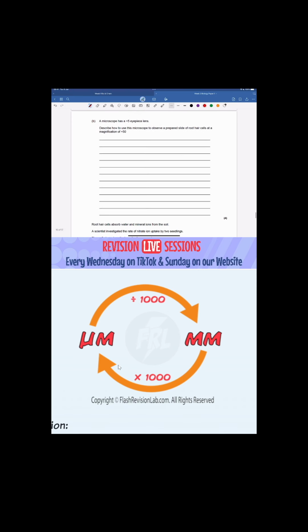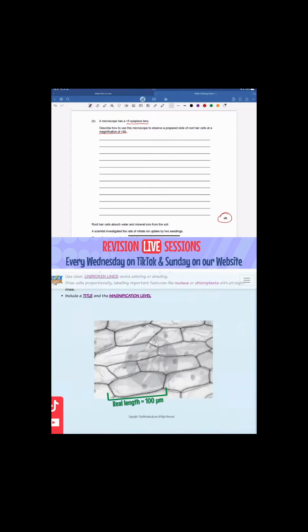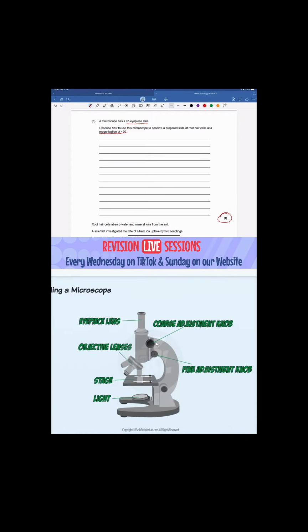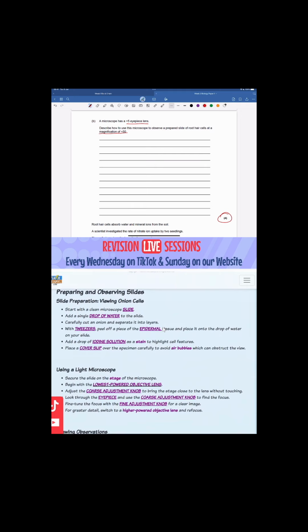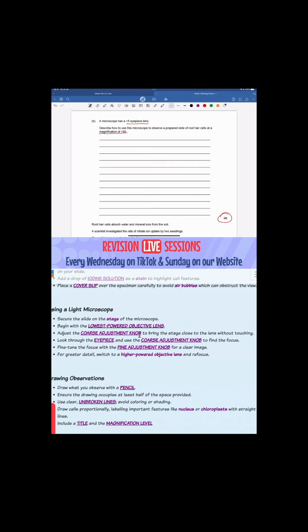Next question. Okay, so this is another question about microscope. A microscope has a ×5 eyepiece lens. How can you use this microscope to observe a prepared slide of root hair cells at a magnification of 50? Okay, we'll remember that as well. This is a 4 marker. So in the notes, let me show you. I've got all the parts of a microscope here, and then I've got all the steps of how to use a microscope. That's what this question is asking, basically how to use a microscope.